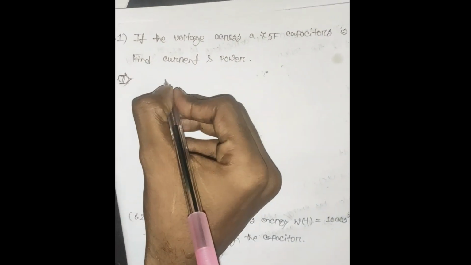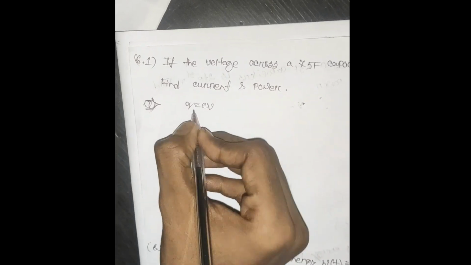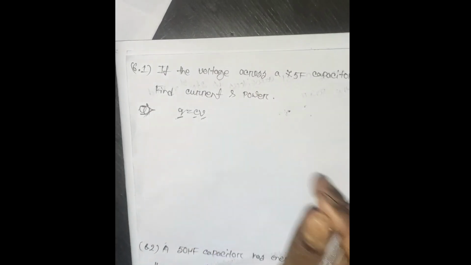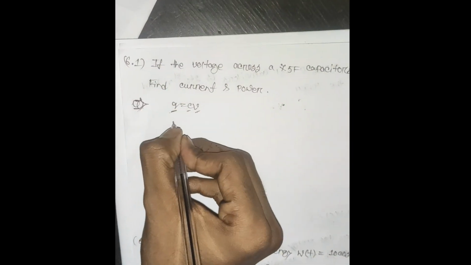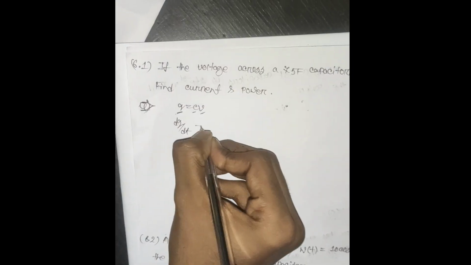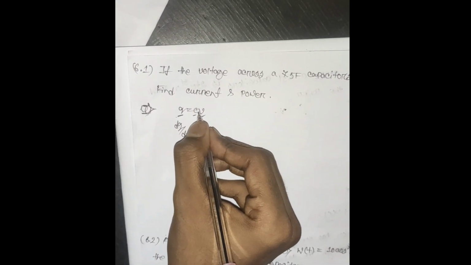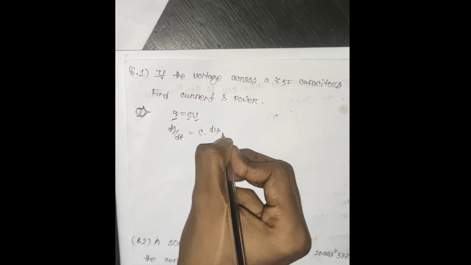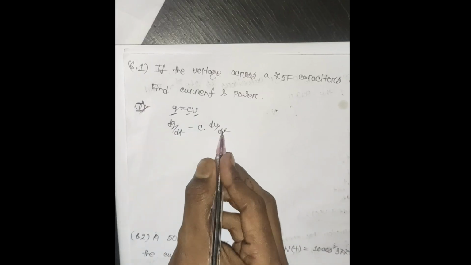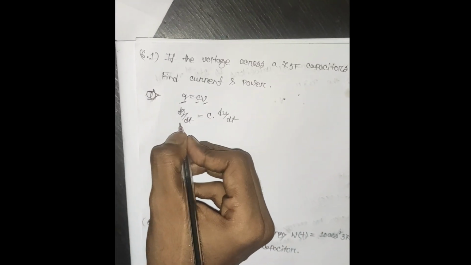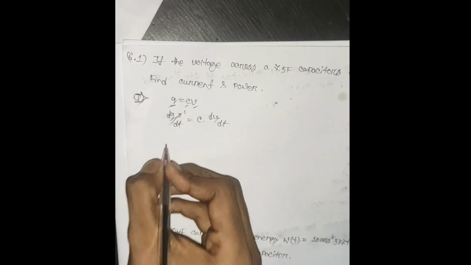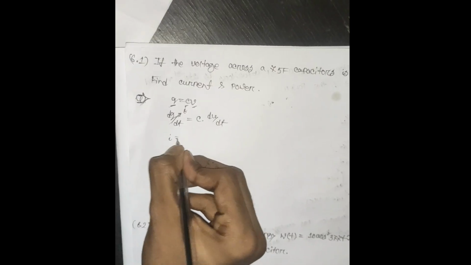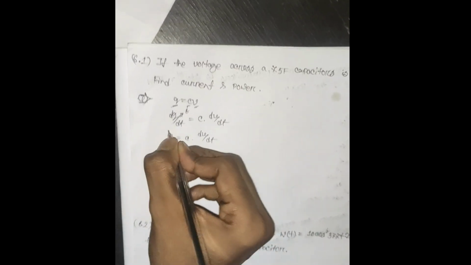Here we know for capacitors Q equals CV, where Q is the charge, C is the capacitance, and V is the voltage across the capacitor. Let's differentiate both sides. So dq by dt. As we know, capacitance is constant with respect to time, so it will be out of the differentiation, so it will be C dv by dt. So dq by dt equals C dv by dt. Now we can call dq by dt the current, we know that from our SSC basics. So i equals C dv by dt.